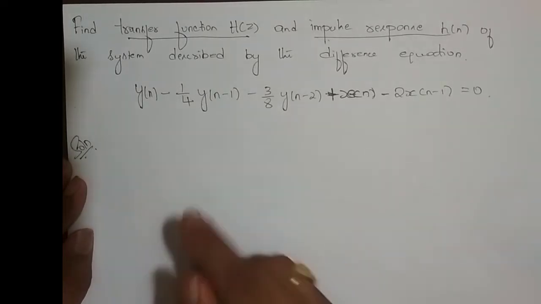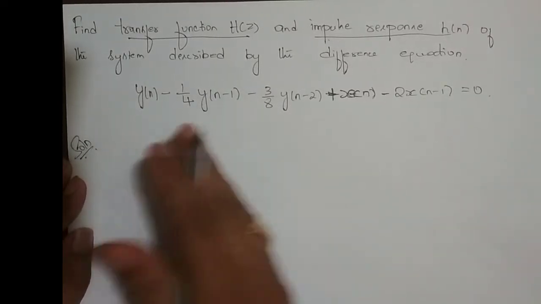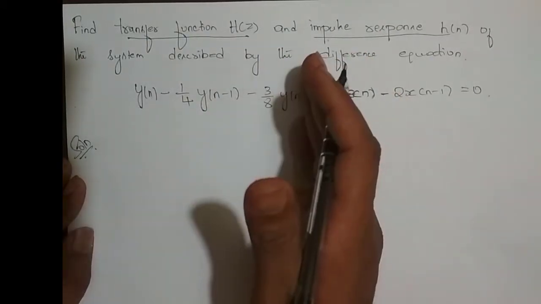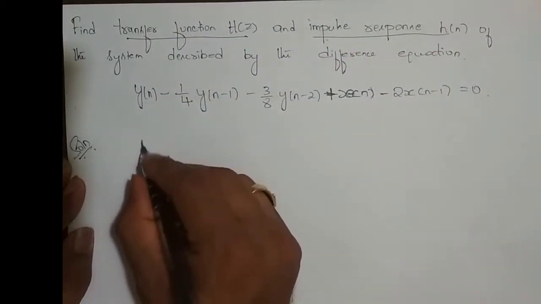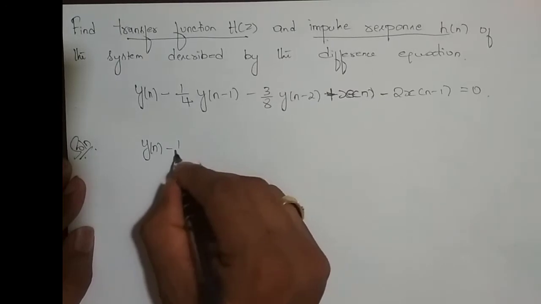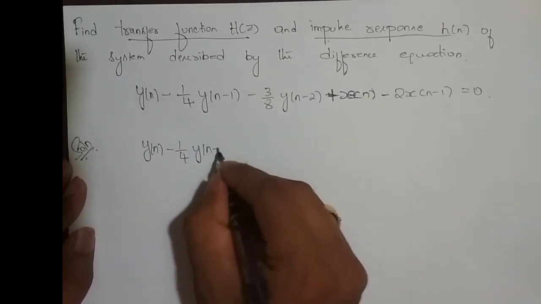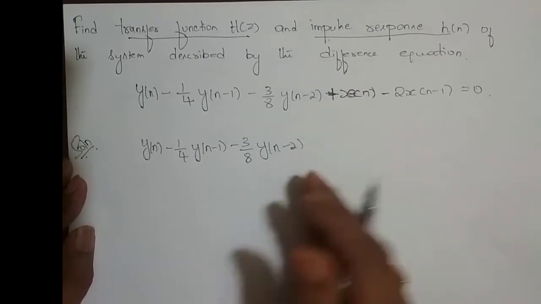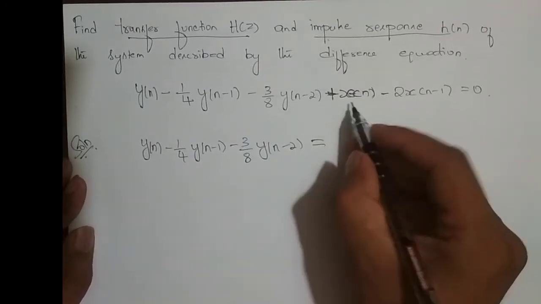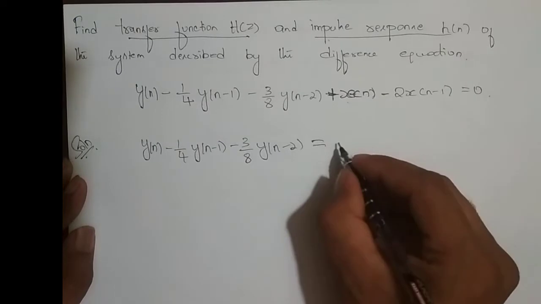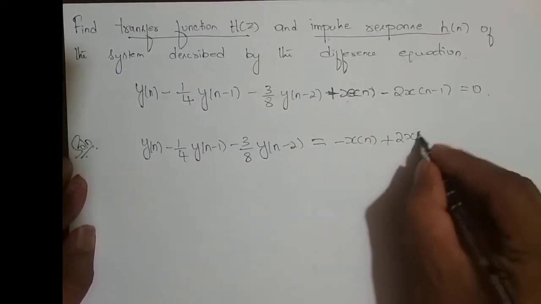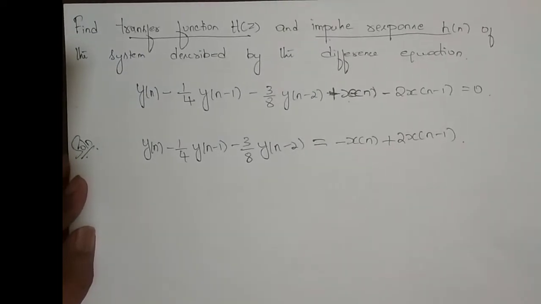So it's easy actually. What we do, we separate all the input part and output part. Output part we write on the left hand side, and the input part we write on the right hand side. So y(n) minus 1/4 y(n minus 1) minus 3/8 y(n minus 2), this is our output part, is equal to, moving to the right hand side, minus x(n) plus 2 times x(n minus 1), right?